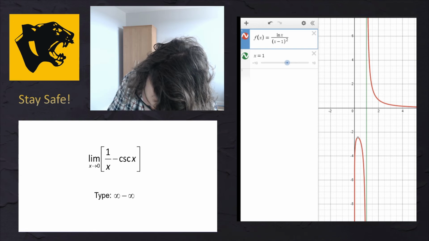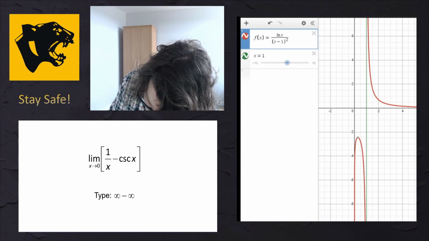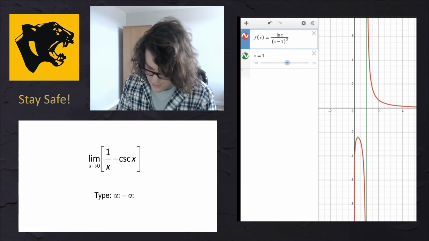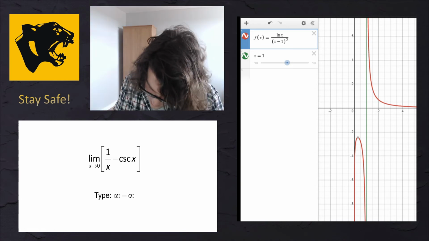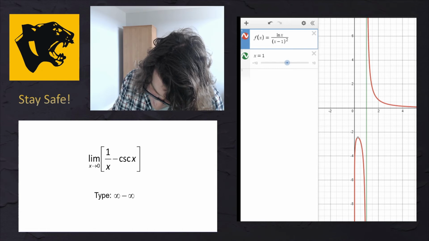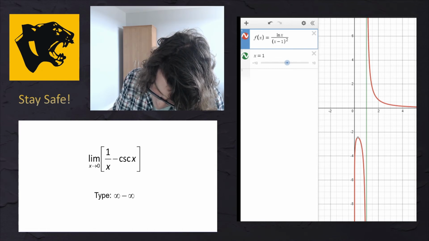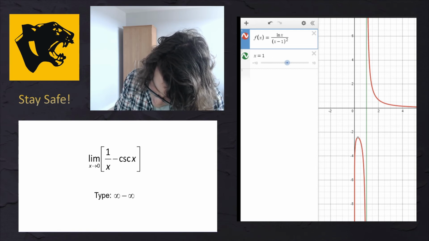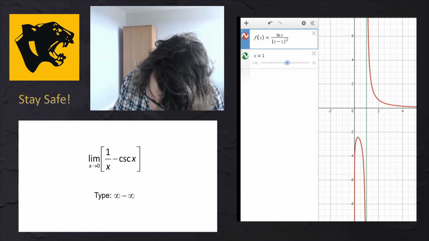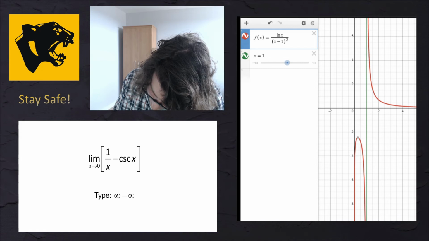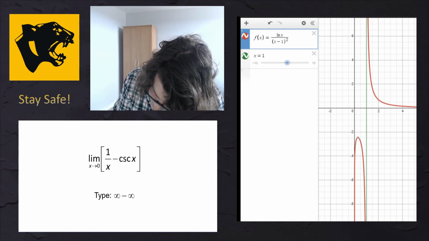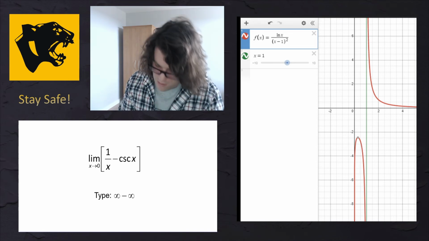minus x sine x. All right, now let's evaluate and see what we get there. So we get the limit as x approaches 0 from the right. Actually, I try to evaluate the limit. So we would get 0 over 1 plus 1 minus 0. So we get 0 over 2.